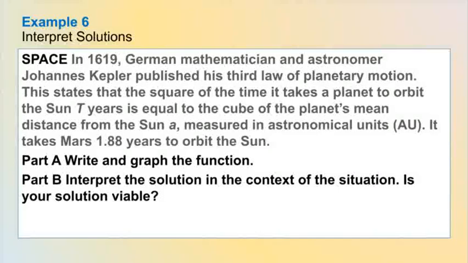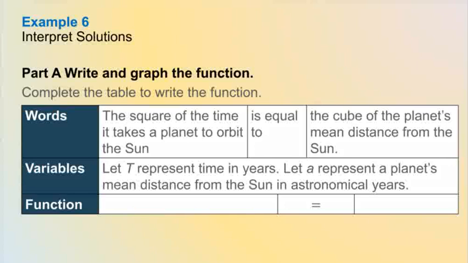Example 6. In 1619, German mathematician and astronomer Johannes Kepler published his third law of planetary motion. This states that the square of the time it takes a planet to orbit the sun, t years, is equal to the cube of the planet's mean distance from the sun, a, measured in astronomical units, also known as AU. It takes Mars 1.88 years to orbit the sun. We need to write and graph the function and then interpret the solution in the context of the situation. Is your solution viable?